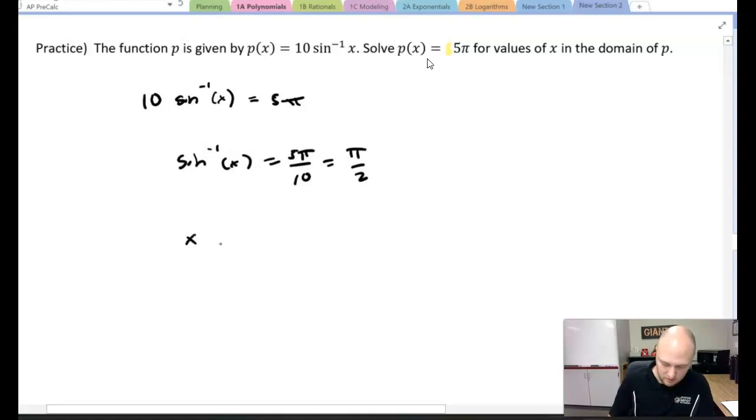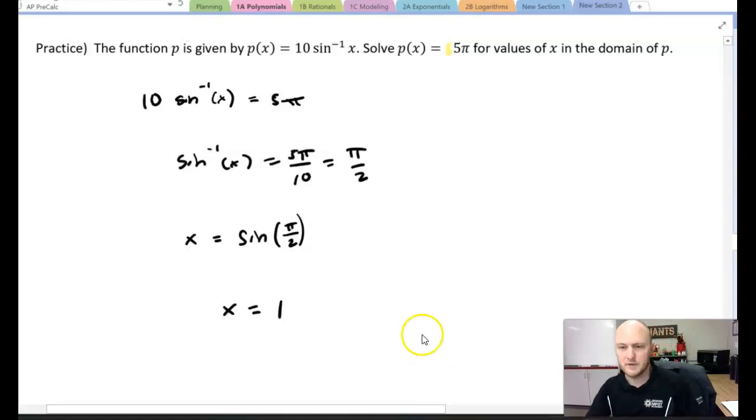Okay, so we want to know what x value is produced by a sine of pi halves. This would give us x is equal to 1. And there you go.